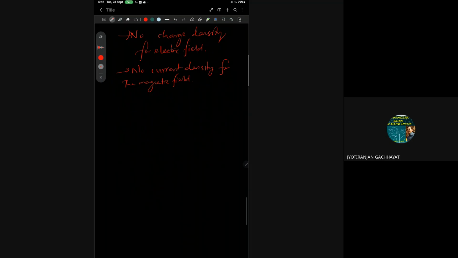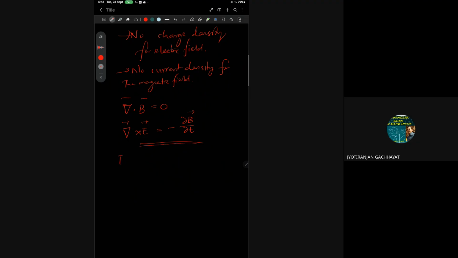Now, what are those such kinds of equations? One is del dot B is equal to 0. Another one is del cross E is equal to minus del B by del t, isn't it? Now, with these two equations, let us look at a few of the identities of vector calculus.